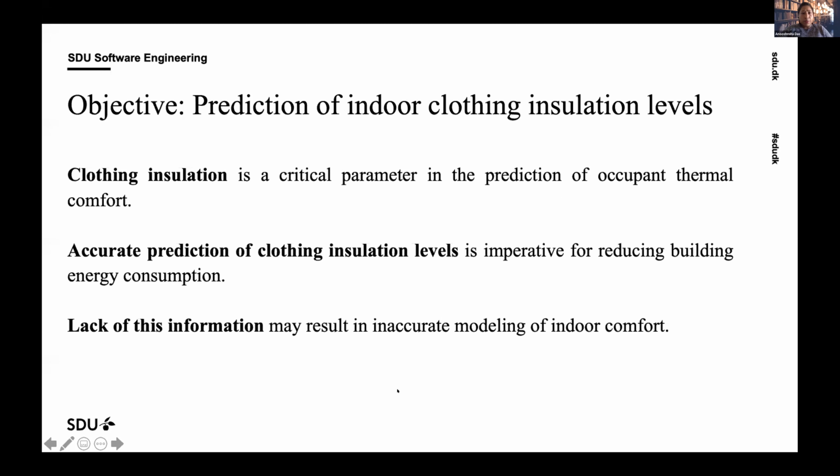So the objective here is prediction of indoor clothing insulation level. The motivation behind that is that clothing insulation is a critical parameter in the prediction of occupant thermal comfort, and accurate prediction of clothing insulation levels is imperative for reducing building energy consumption. However, lack of this information may result in inaccurate modeling of indoor comfort or miscalculation in the comfort conditions required, which may result in poorly sized HVAC systems.